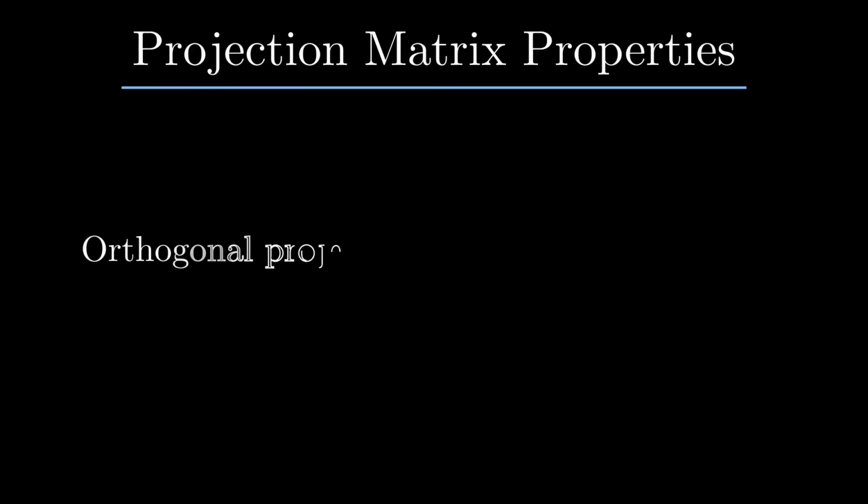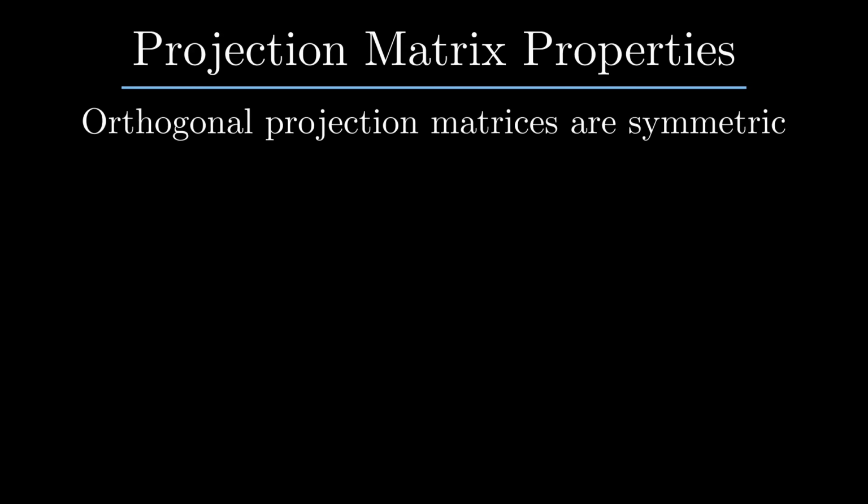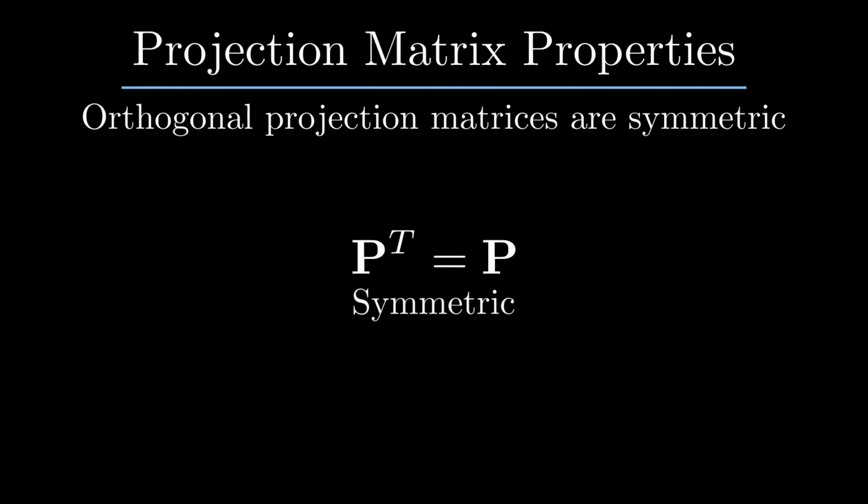Another property that orthogonal projection matrices have is that they are symmetric, meaning P transpose equals P. This one is harder to understand, in part because it's hard to get a good handle on what the transpose of a matrix does visually in terms of linear transformations. I actually made another video all about the transpose, but here I want to explain this in a different way from that video.